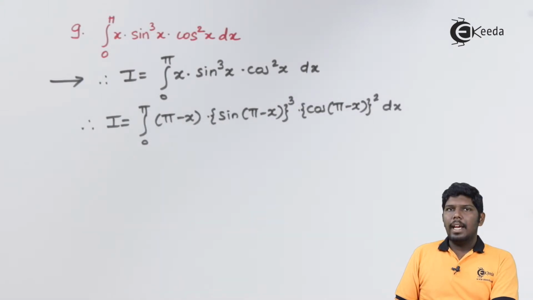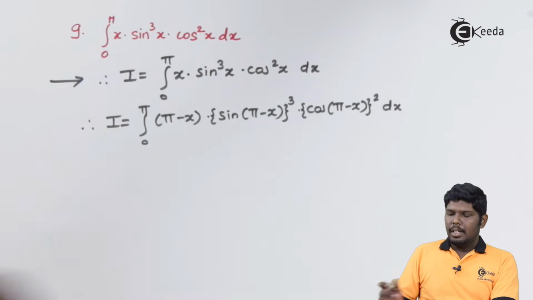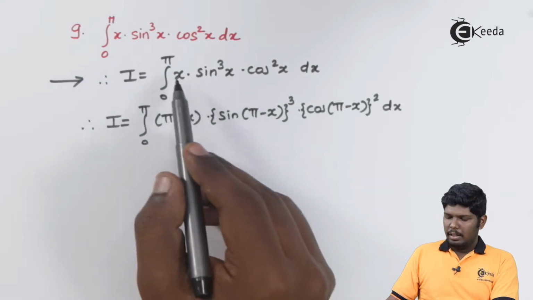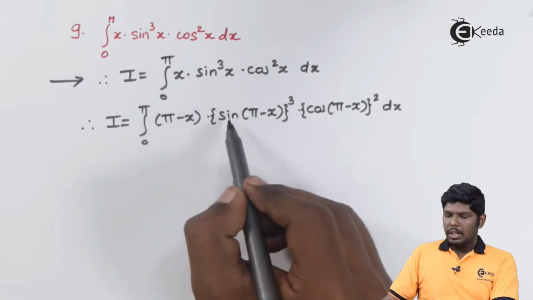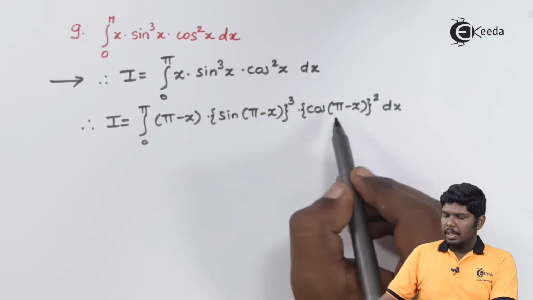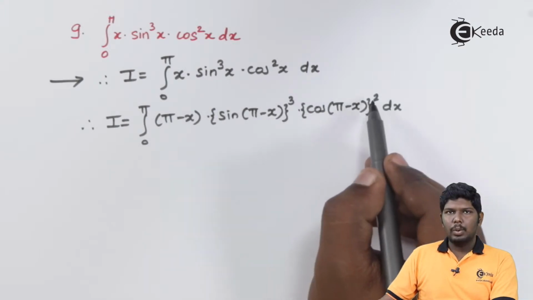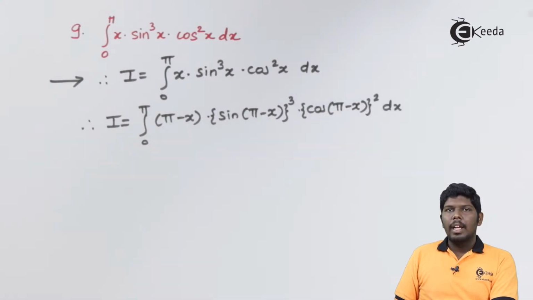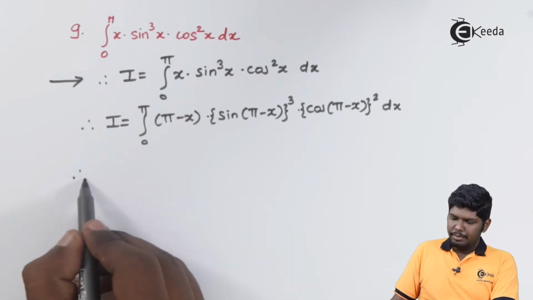So we have replaced x as pi minus x. This will give you integral 0 to pi of pi minus x into sine of pi minus x the whole cube into cos of pi minus x the whole square dx. In the previous video also we have seen sine of pi minus theta gives you sine theta, but cos of pi minus theta will give you minus cos theta. So let us substitute these two values in this integral.